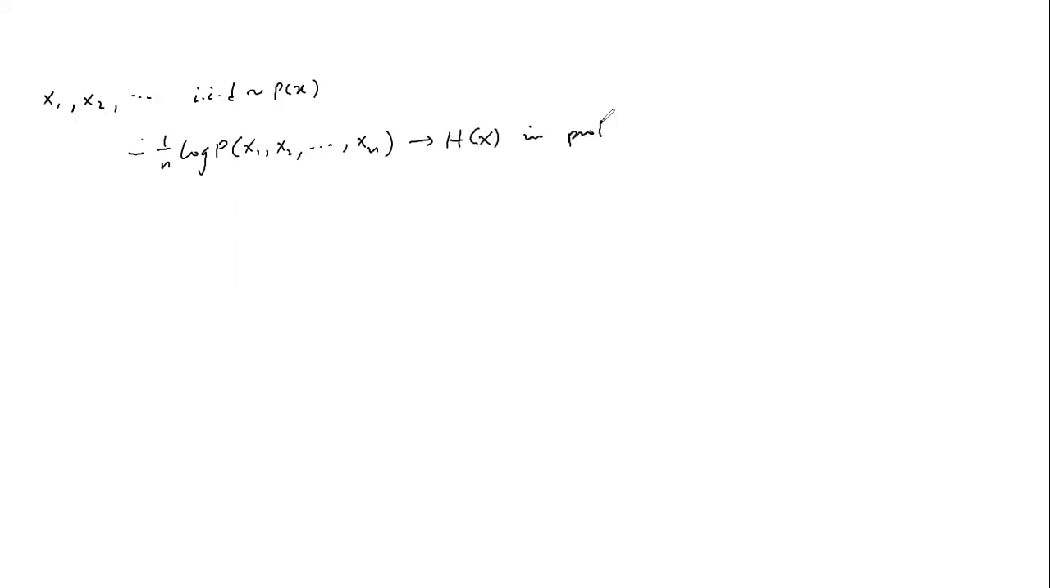So the asymptotic equipartition property theorem states that if S1, S2, all the way, are independent and identically distributed with the probability distribution P of X, then the average value of the log of the joint probability distribution approximates the entropy of the source in probability.